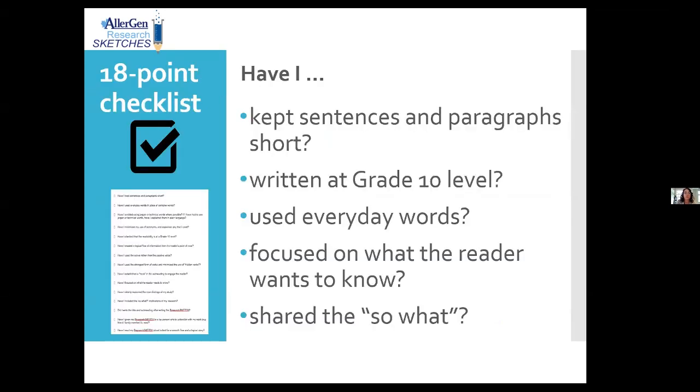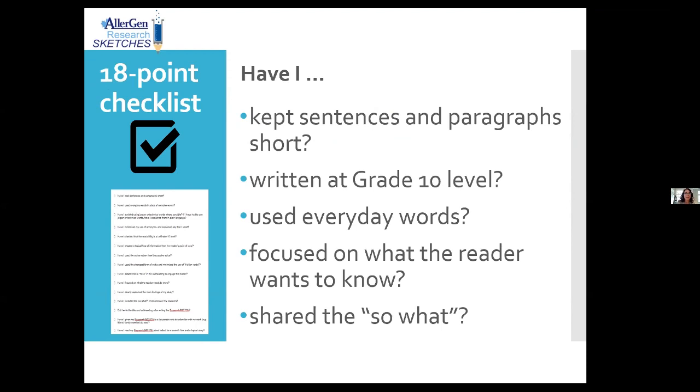So when you finish drafting the summary, I have an 18-point checklist that we'll be providing in the resources after the webinar, that you can go through to make sure that you've covered off the tips about simple and lively writing. The checklist will help you evaluate the flow, the simplicity, the liveliness of your writing. It asks questions like, have I kept sentences and paragraphs short? Have I written at a grade 10 level? Have I used everyday words, etc.